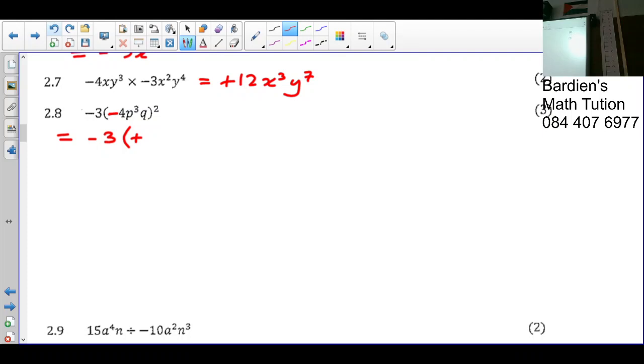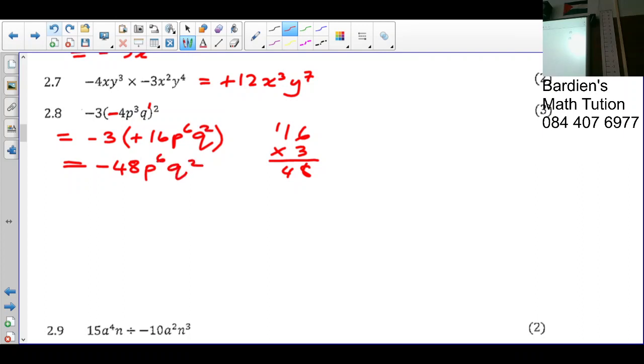4 squared, 16. P to the exponent 6. So that's 3 times 2. Okay? And then Q, 2. Why? There's no number here. So there's a 1. So 1 times 2 is 2. Now what's negative times positive? Negative. 16 times 3 is 48. P to the 6, Q squared. Okay, any confusion? No. Right, let's carry on.